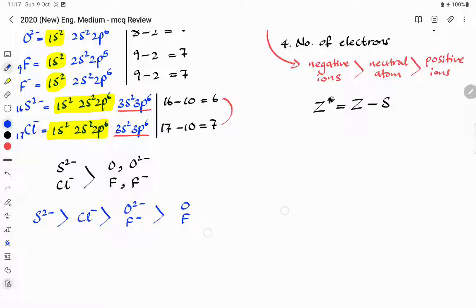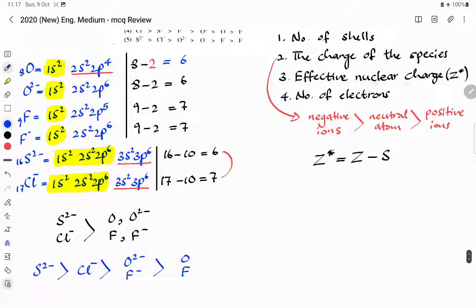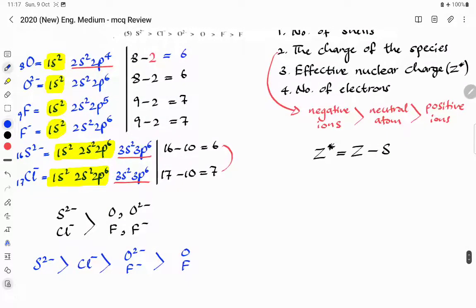I think you can understand. Then from oxide and fluoride we have to choose. For that we have to go for the third point, effective nuclear charge. Now you can't change this order. If you change this order, you will get a wrong answer. So you have to exactly follow this order. First you have to look out for the number of shells, then look for the charge of the species, then the effective nuclear charge, and finally if you can't find the actual order using these first 3 points, then go for the last point, the number of electrons.